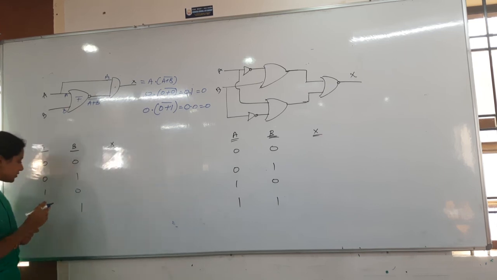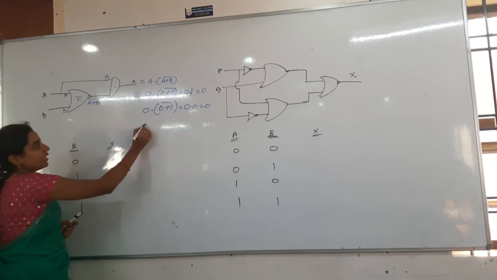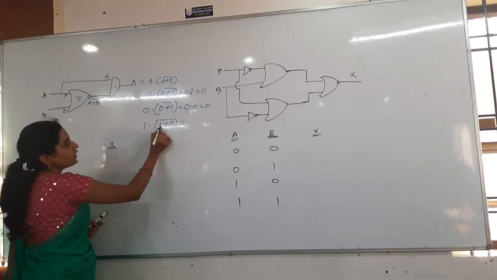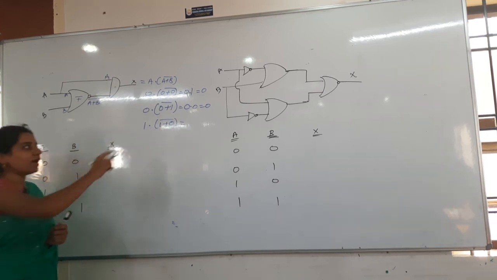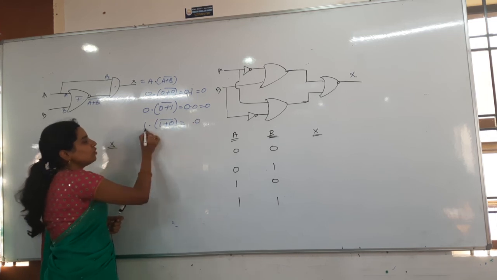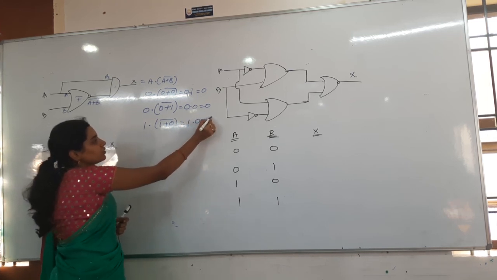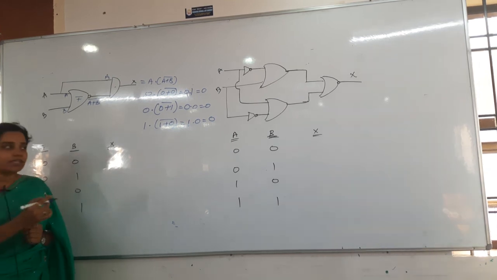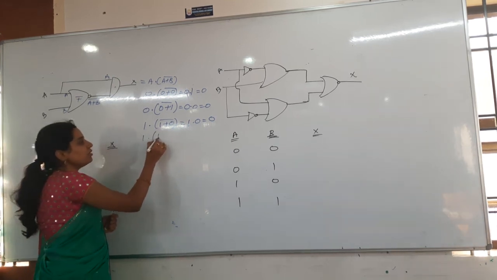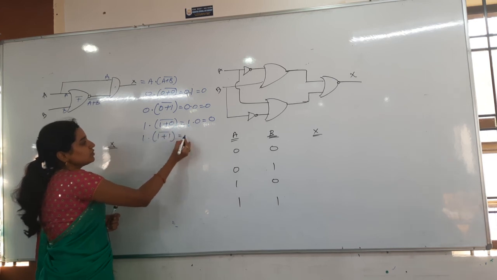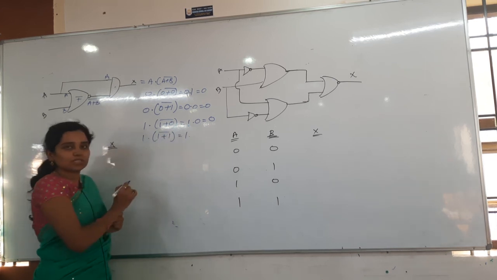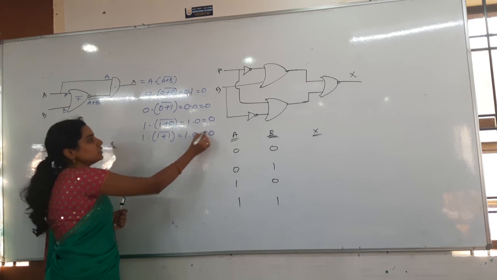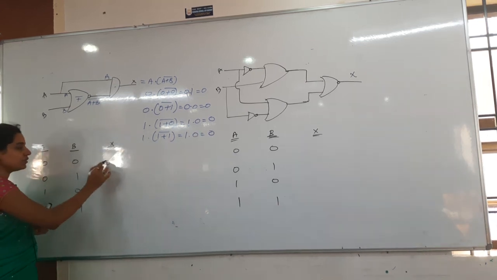Then third case is 1 0. A is 1, 1 plus 0 whole bar. 1 plus 0 is 1. Bar is 0. 1 into 0 is 0 only again. Next case is 1 and 1. A is 1, B also 1 only. So 1 plus 1 is 1. 1 bar is 0. So 1 into 0 is 0 again. So everything is zeros only.